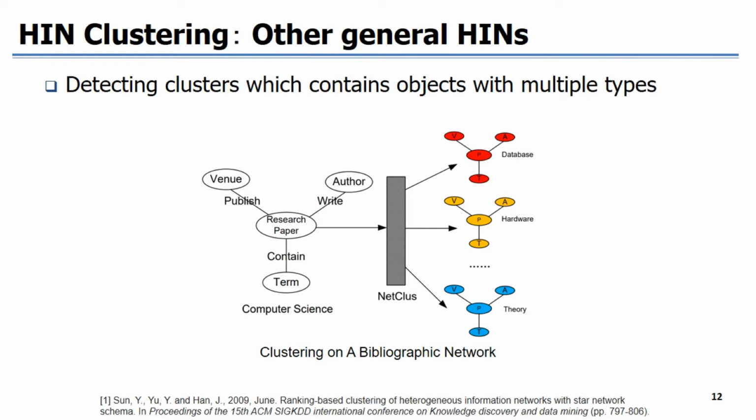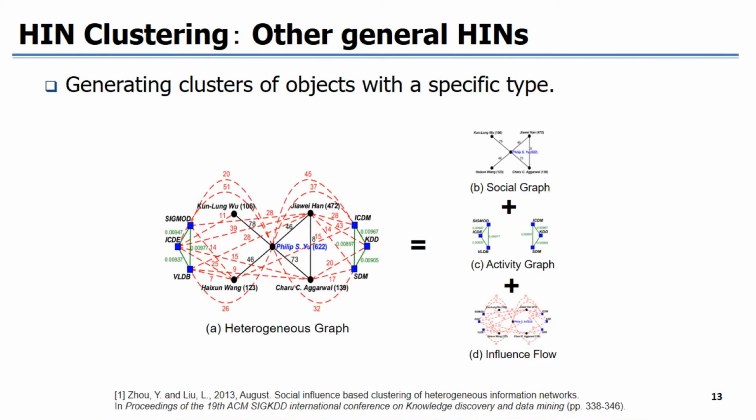Another work on HIN clustering utilizes the star schema to detect clusters with an arbitrary number of types and builds a ranking-based generative model for each cluster. A social influence-based clustering method builds a social graph and an activity graph. Then, the social influence-based similarity is computed based on the social graph and activity graph.